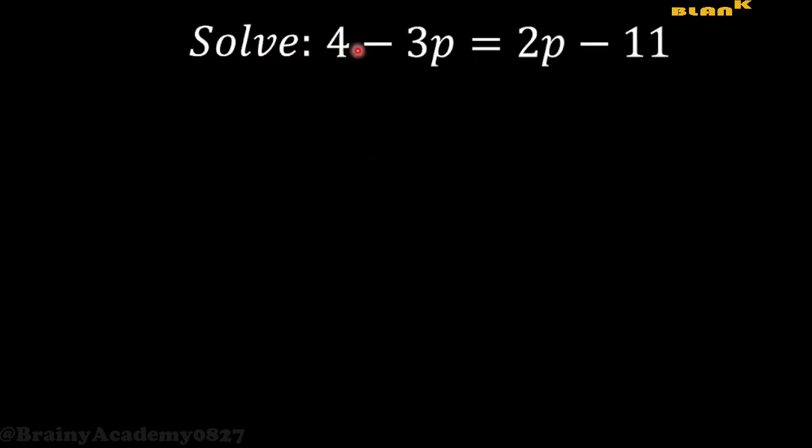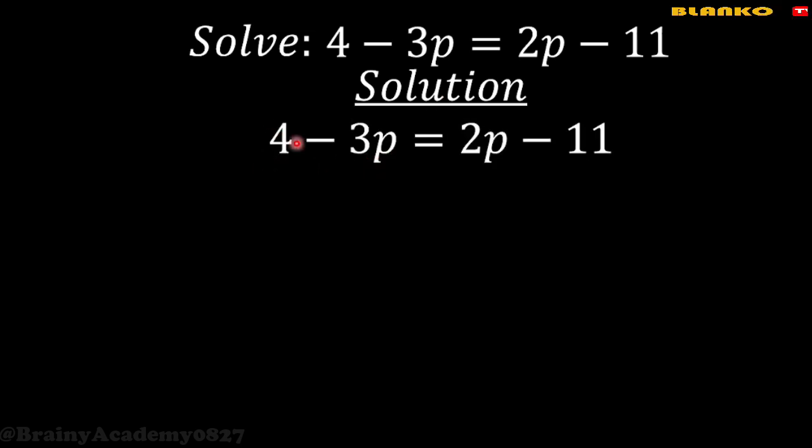We have to solve 4 minus 3p equals 2p minus 11. I said earlier that this falls under equation. So the solution: we are given 4 minus 3p equals 2p minus 11. What you are going to do first is group like terms. We group the terms with p to the left hand side, and the unlike terms to the right hand side.